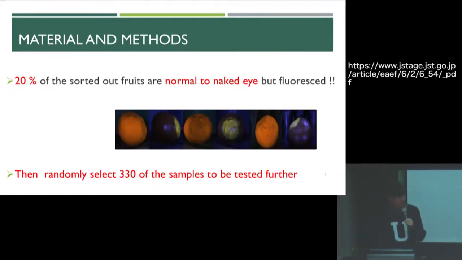And there is an example of the image captured from the equipment. You can see that the left one is the color image, and that looks normal. But when it transfers to the fluorescence image, it will fluoresce in the defective area. So we want to further find out the possible reason for this. We randomly selected some samples to be tested further.